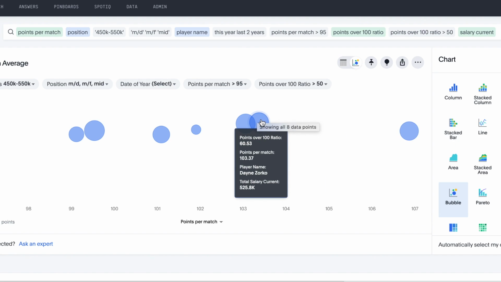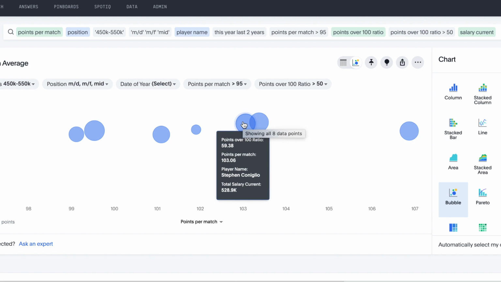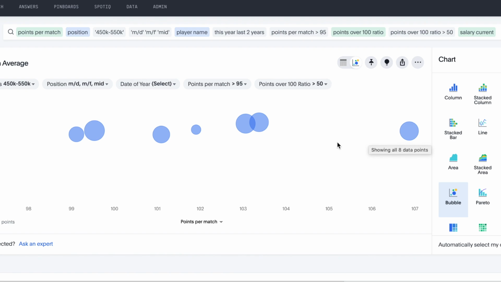What else we got here? Dane Zorko, similar price. And Stephen Connellio at 528. It's all very similar price. So if you do have 30k sitting in the bank, this might be an option in that you can upgrade to one of these three players.